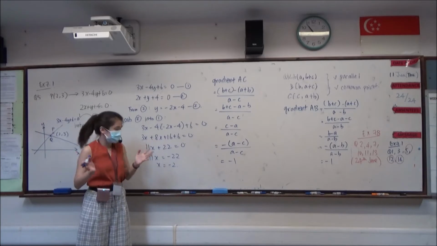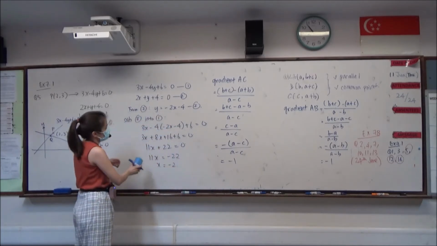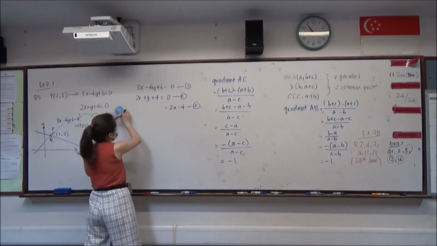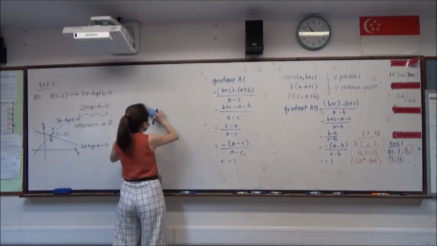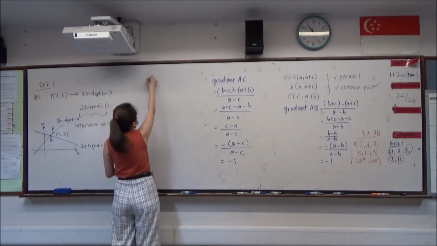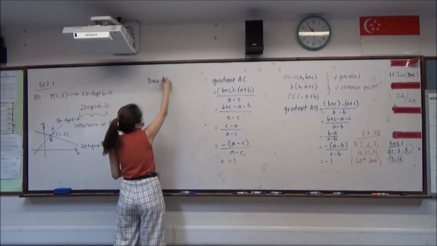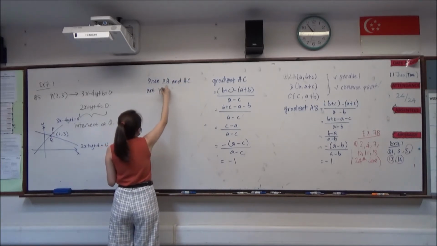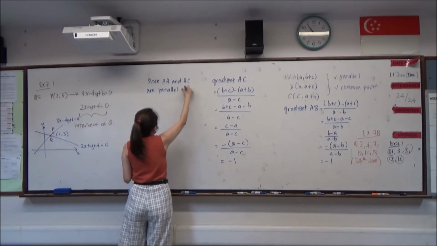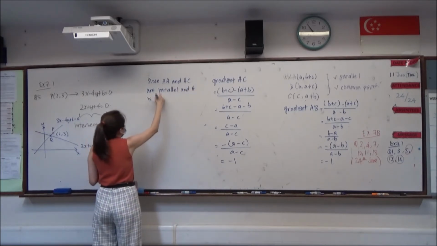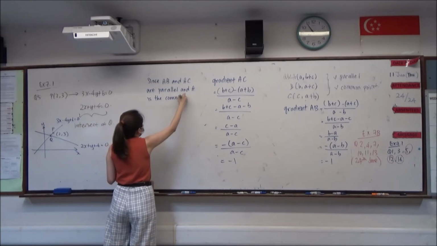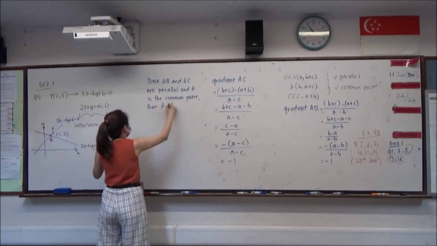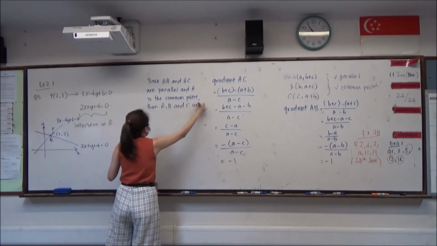So now that we see the gradients are actually the same, we can conclude that they are parallel. And the common point in this question in my working is actually point A. So we say since AB and AC are parallel, and A is the common point, then A, B, and C are collinear.